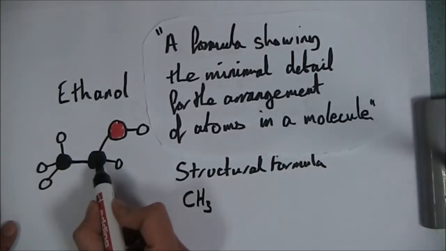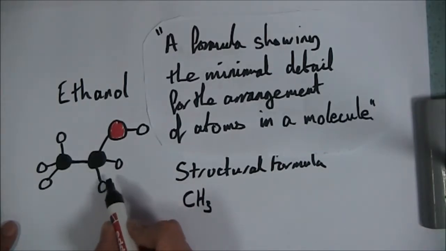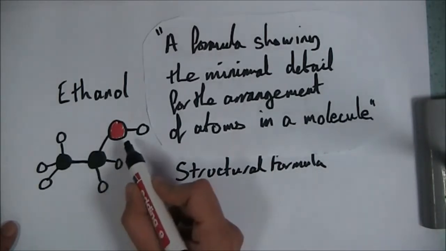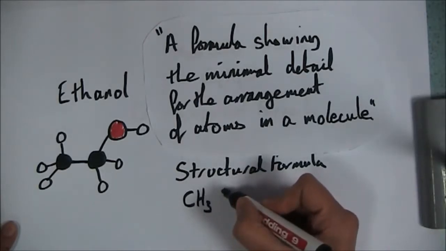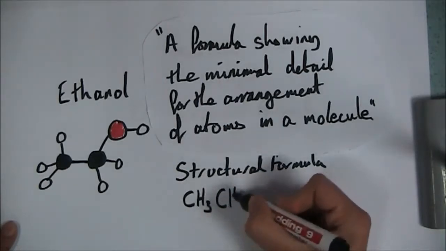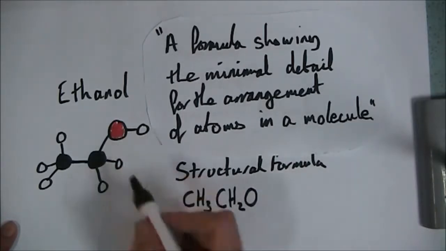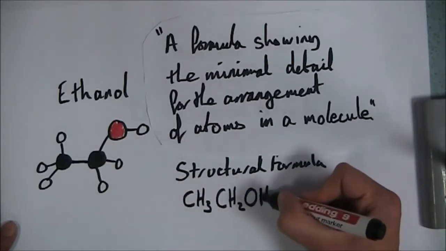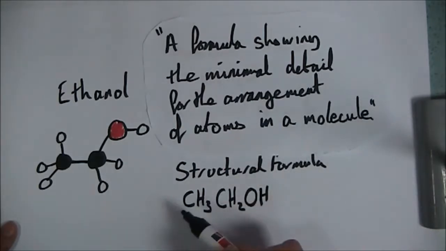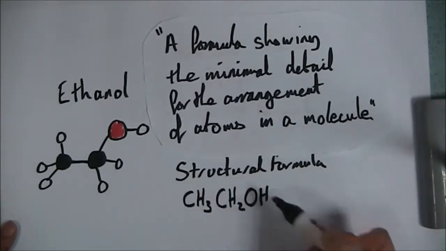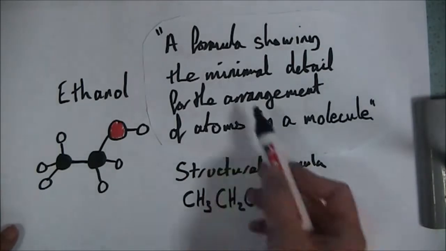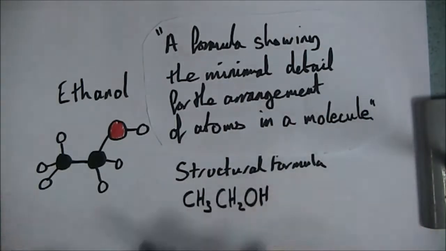The next carbon atom along has 2 hydrogen atoms and an oxygen. And joined to that oxygen is a hydrogen. So we end up with a structural formula, CH3CH2OH. We haven't shown any bonds, it's the minimal detail. We haven't had to draw anything out, which makes it nice and quick to write. We have shown the arrangement of the atoms in the molecule, and that's really useful.